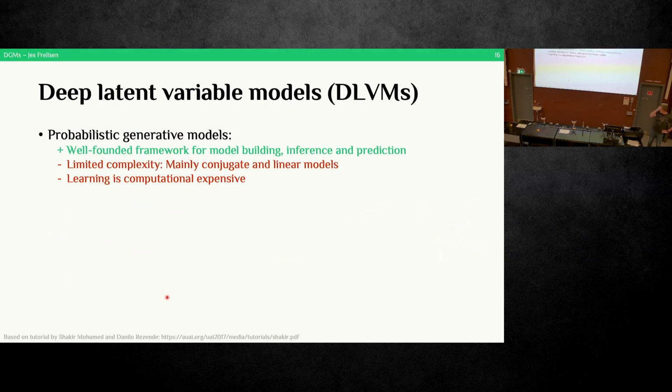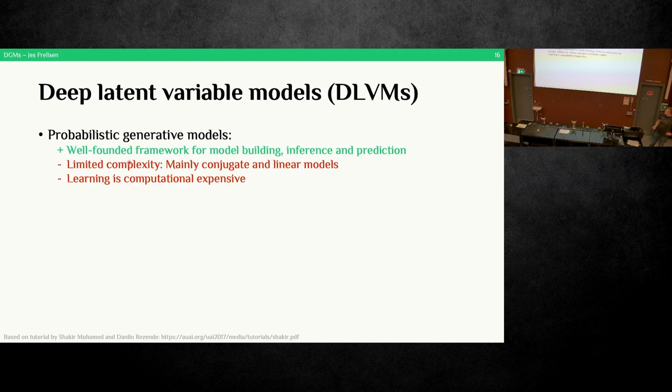All right, so the idea in deep latent variable models is also that you've already seen many examples so far of classical probabilistic generative models. We tried to do Bayesian inference in various models over the last couple of days. These old school probabilistic generative models have a very well-founded framework for modeling, building, inference and predictions. So we have this way of thinking about variables, how they depend on each other, and expressing them either as graphical models or programming them up in Pyro.